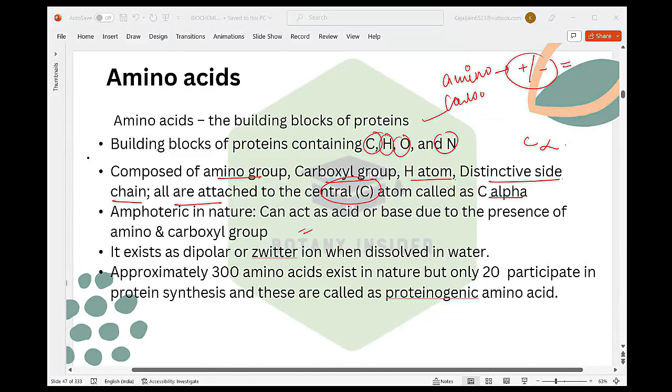Positive or negative? Amino group, everyone. Very good. It would be positive. And what about the carboxyl? The second one, carboxyl, it would be having the negative charge. Excellent. Positive would be on the amino, carboxyl will be having negative.